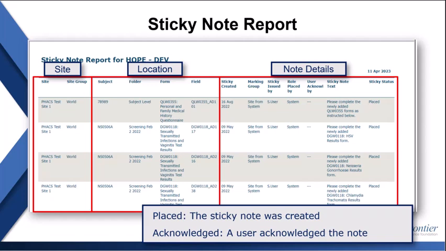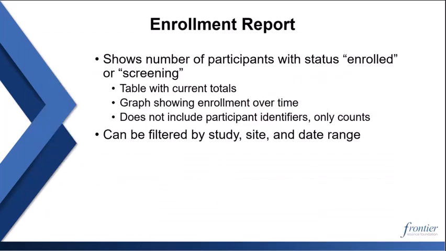And next we see specifically by whom the note was issued, as well as the role of that user. If the sticky note was acknowledged, we can view the name of the user who acknowledged the note. And next, the text of the sticky note is displayed. Finally, the status of the sticky note will read either placed or acknowledged.